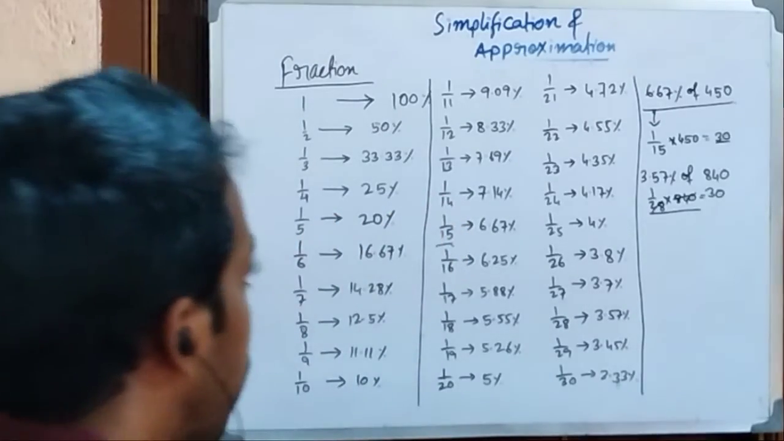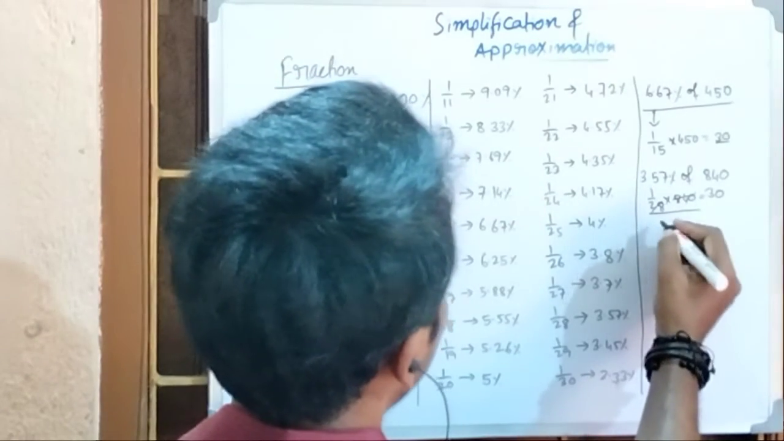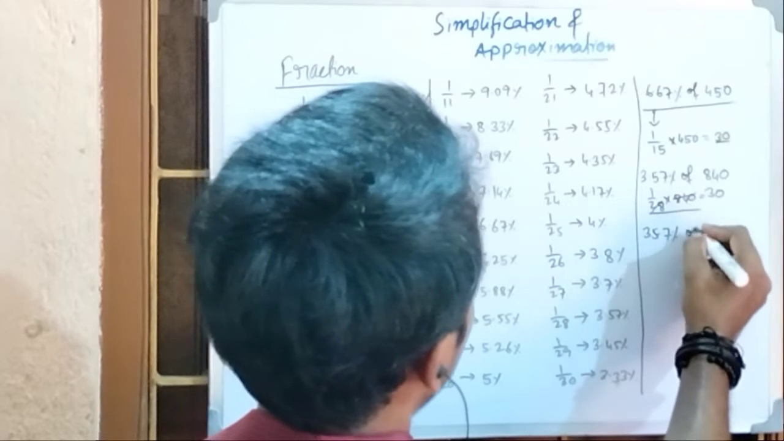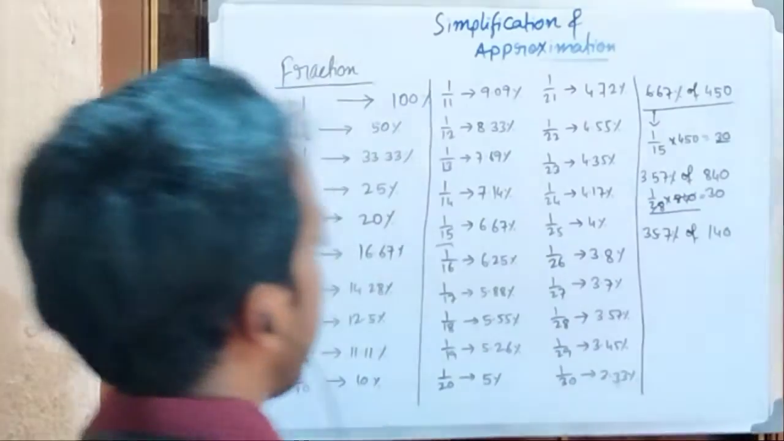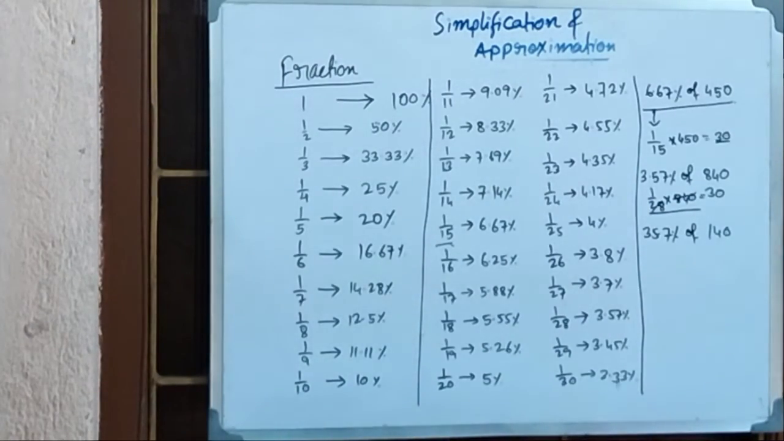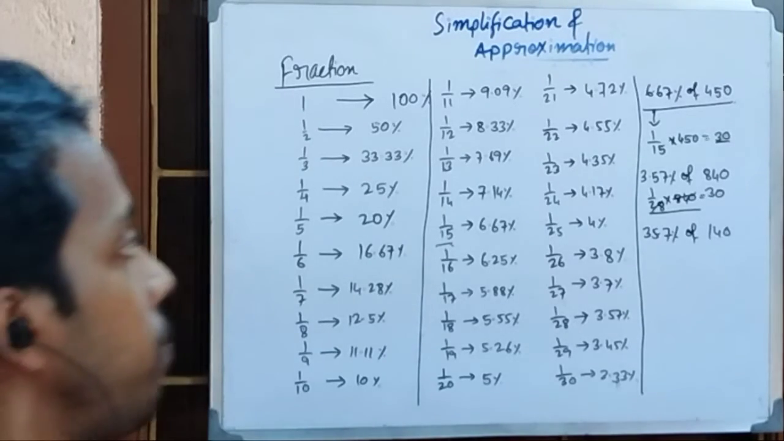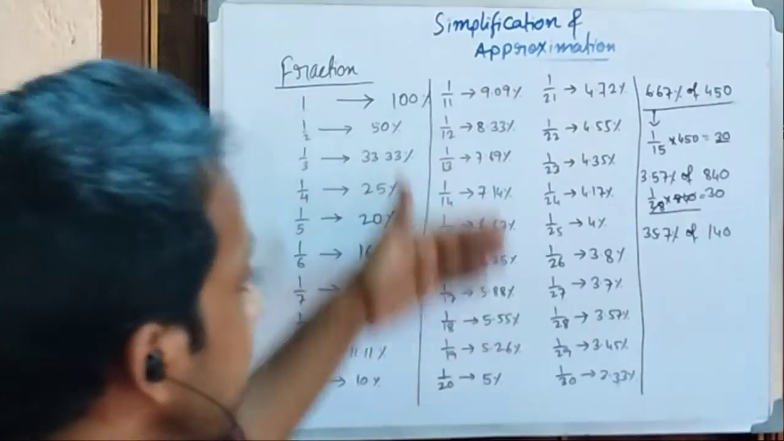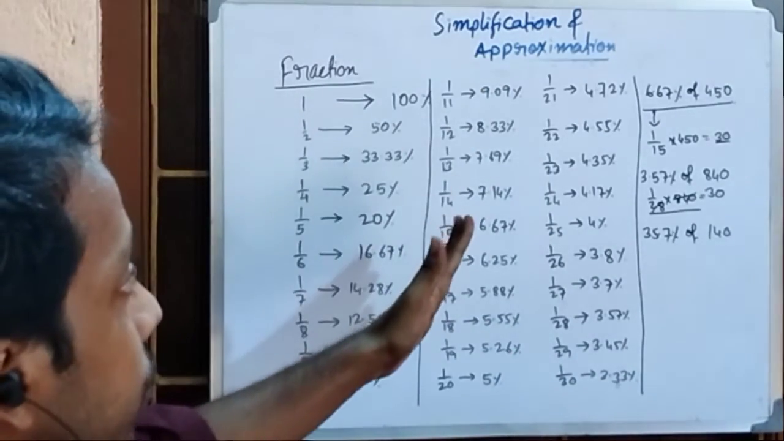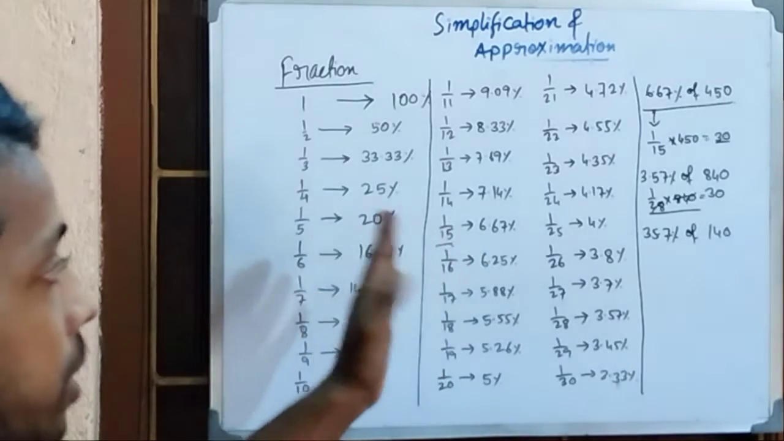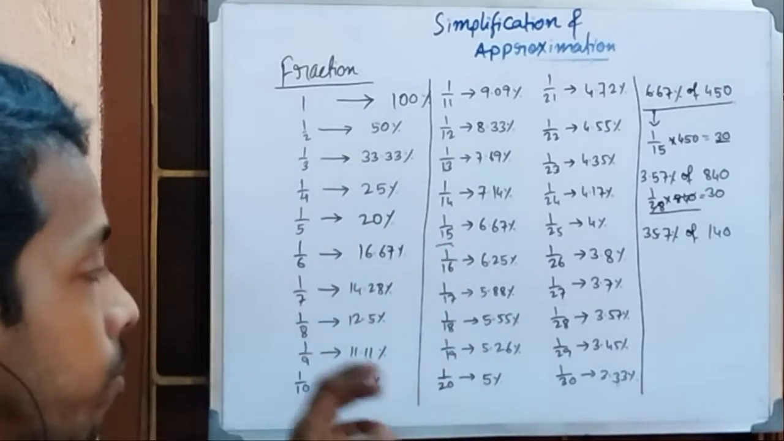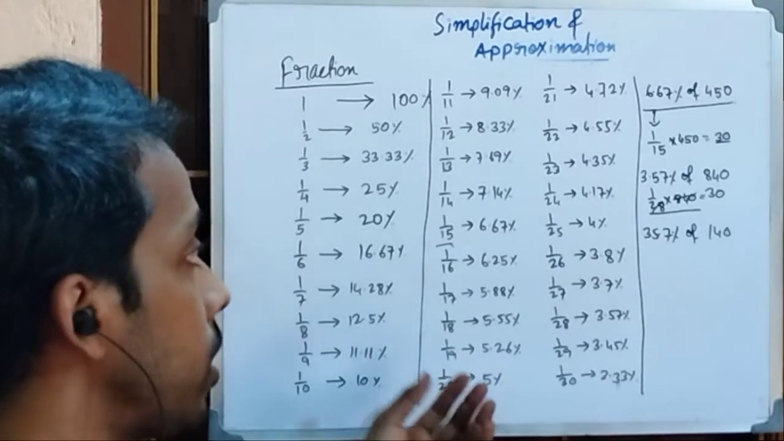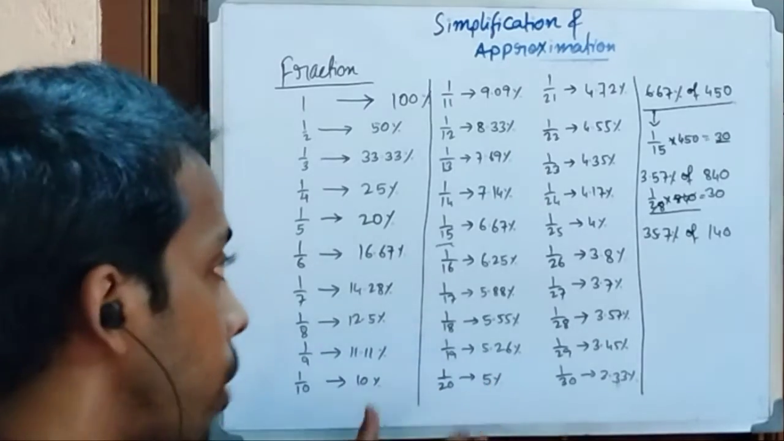So what do we do then? Suppose it is given 35.7% of 140. This kind of value only strikes in your mind when these basic numbers, the basic fractional values and their respective percentage values, are very much understandable to you, and you have practiced so much that this becomes very reckoned for you.